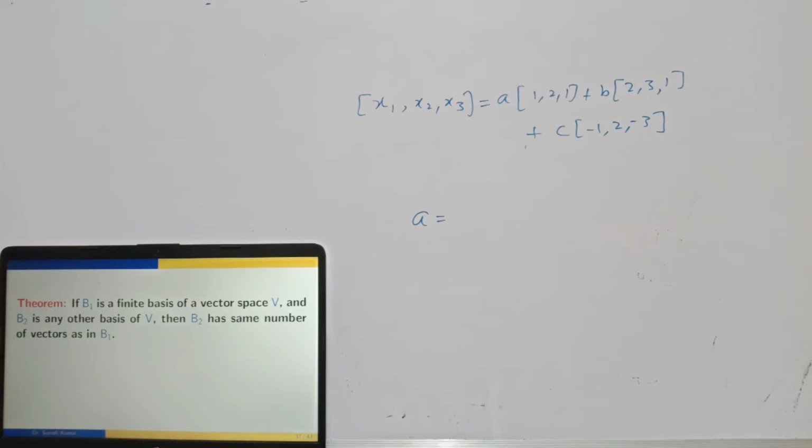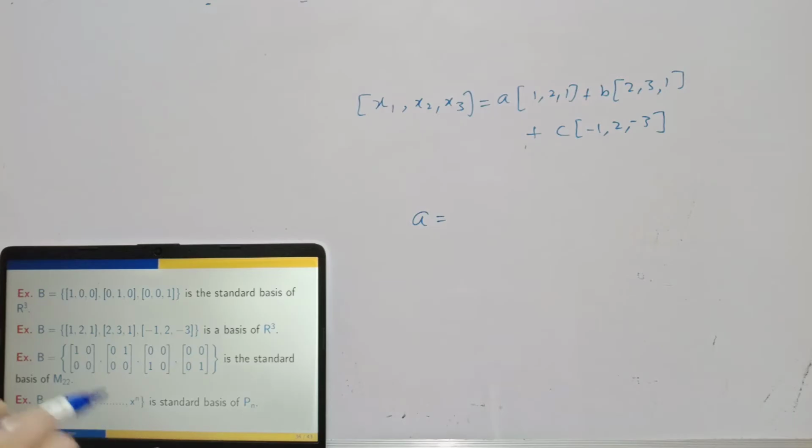Next, if B1 is a finite basis of a vector space V and B2 is any other basis of V, then B2 has the same number of vectors as B1. So what is the meaning of this theorem? The number of elements in two different bases is the same. Bases can be different, but the number of elements remains the same.